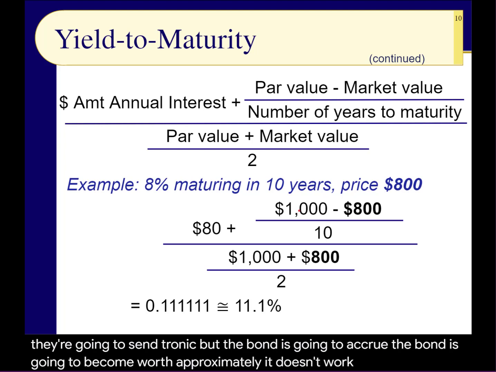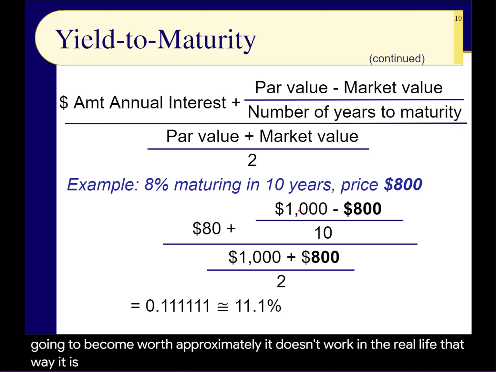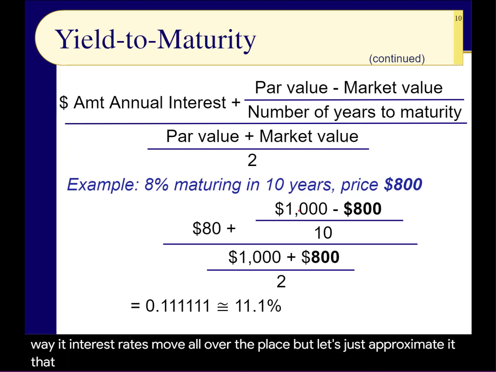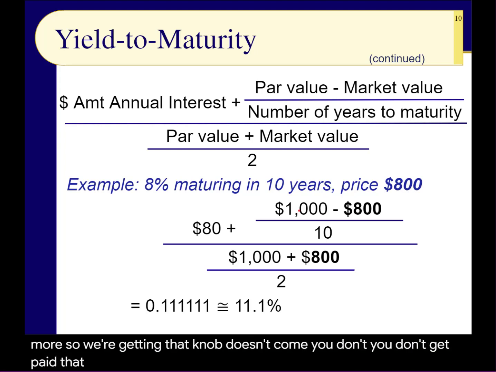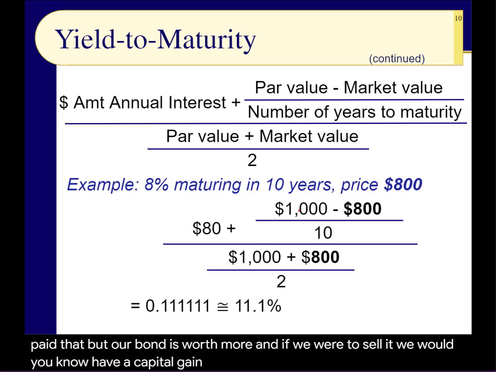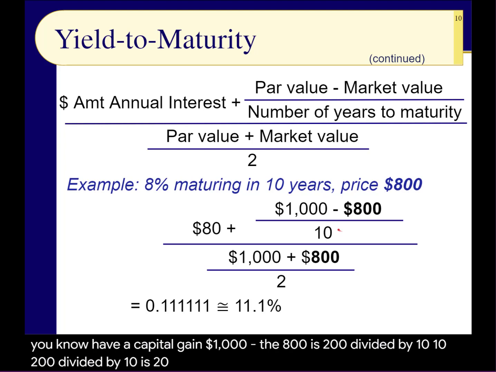The bond is going to become worth approximately, it doesn't work in real life that way, interest rates move all over the place. But let's just approximate that every year for the next 10 years, the bond is going to be worth $20 more. So we're getting that. Now, we don't get paid that, but our bond is worth more, and if we were to sell it, we would have a capital gain on that. So the $1,000 minus the $800 is $200, divided by 10 is 20, add $20 every year. So that's 100 in the top.